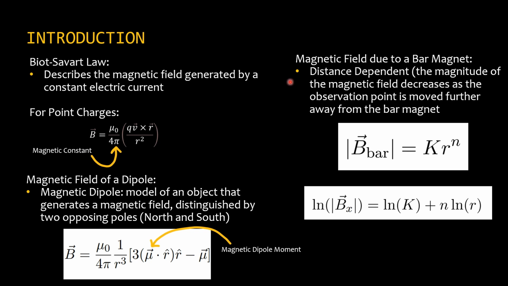And then the magnetic field due to a bar magnet is distance dependent, as the magnitude of the magnetic field decreases as the observation point is moved further away from the bar magnet. These two equations right here we're going to be using later in the lab to help us calculate that.